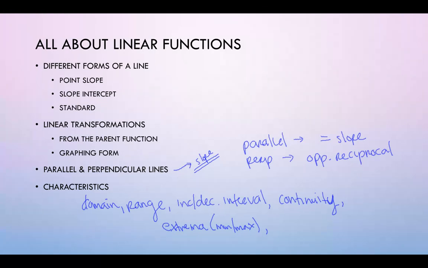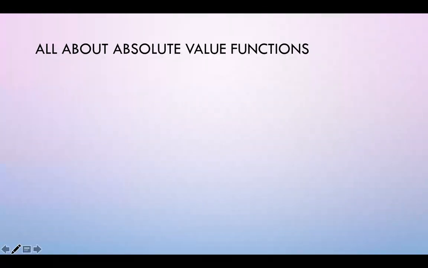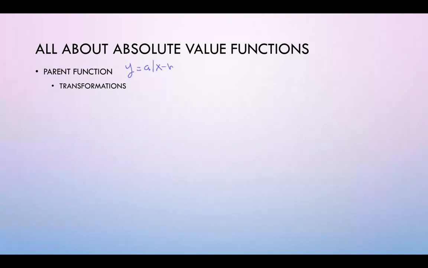I think that was generally it, right? Here's a list. And then we talked all about absolute value functions, right? Which is the most famous piecewise function. So the parent function, and the transformations from the parent function. So the parent function is y equals a times the absolute value of x minus h, plus k, right? Where h and k are 0. 0, 0. That's your vertex, that middle point.